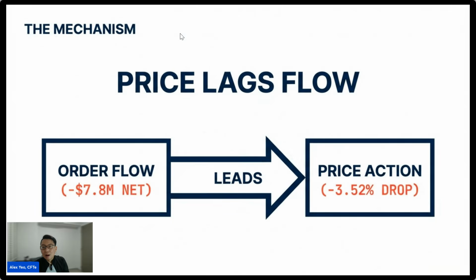So what I'm going to share with you is that the price actually lags the flow. So the flow is actually leading. I already knew that the order flow was negative, which means that the smart money was more bearish on EWY before the price actually came down.